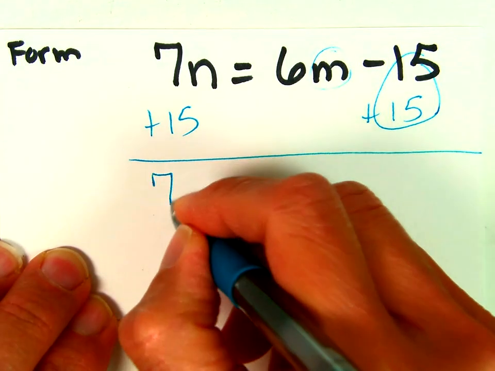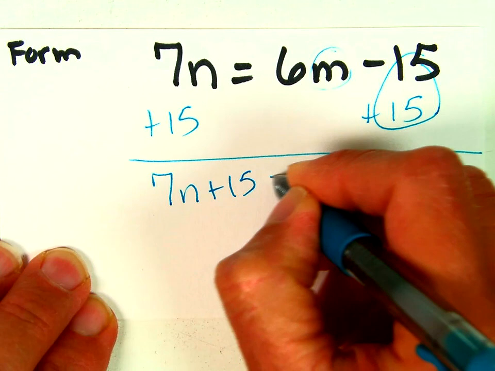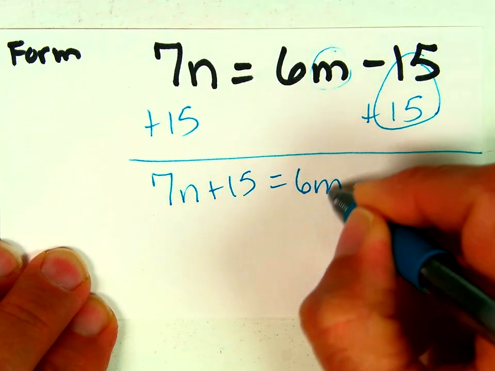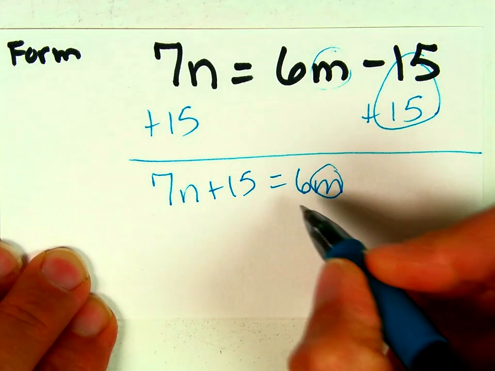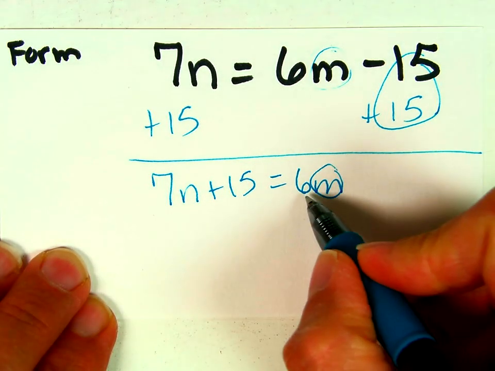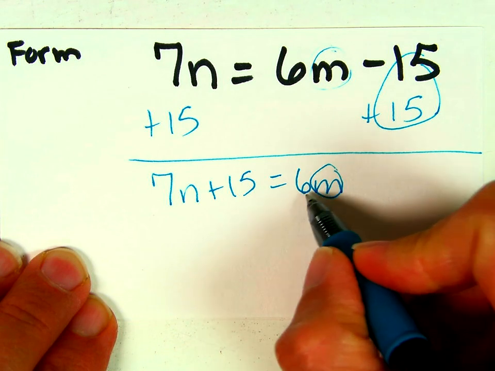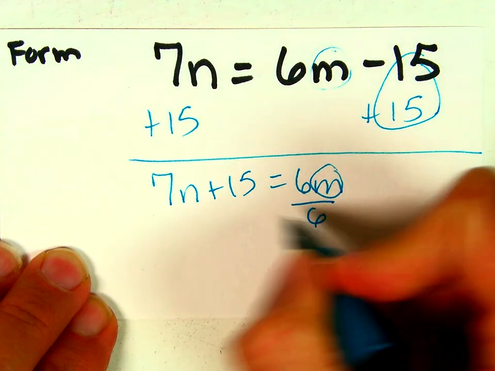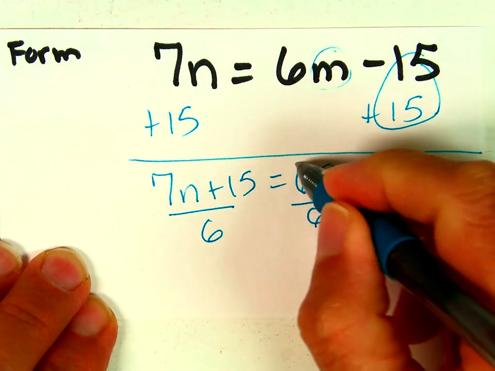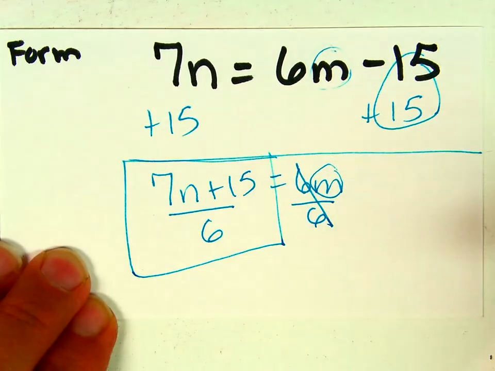So now I have 7n plus 15 equals 6m. I'm still trying to get the m alone, so I need to get rid of that 6. I ask myself, how do I get rid of a times 6 or multiplied by 6? I divide by 6. And so that cancels out, and I get m equals 7n plus 15 over 6.